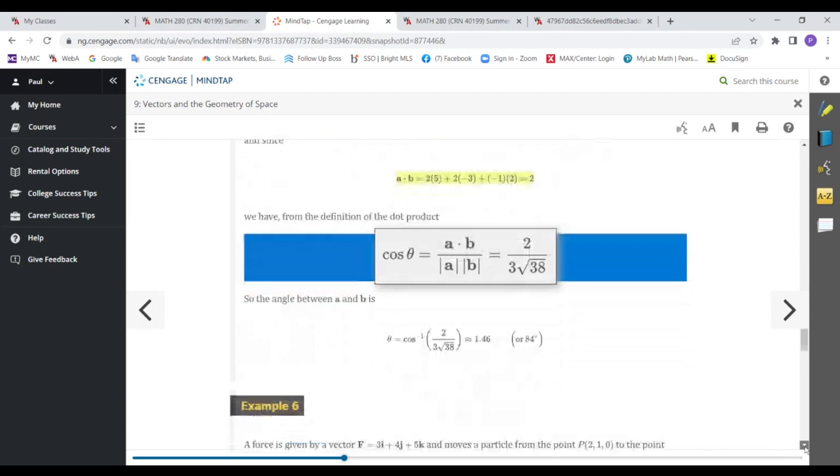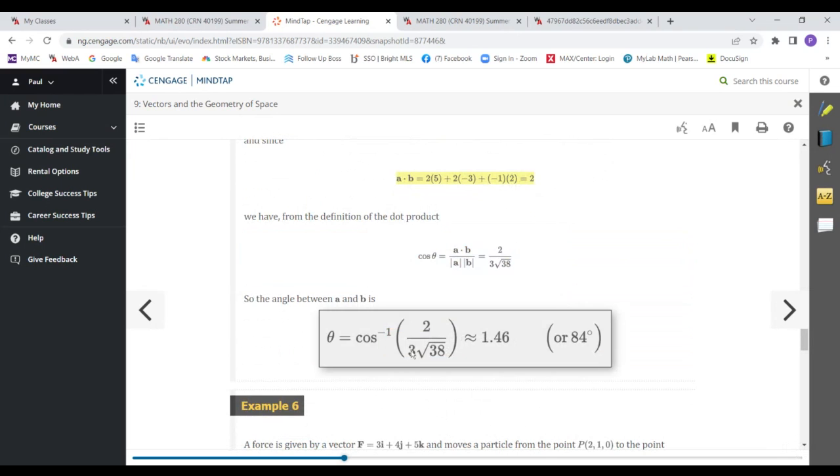So theta would then equal the arc cosine, and you get 1.46. Now that's radian measure, but in degrees, you would get 84 degrees.